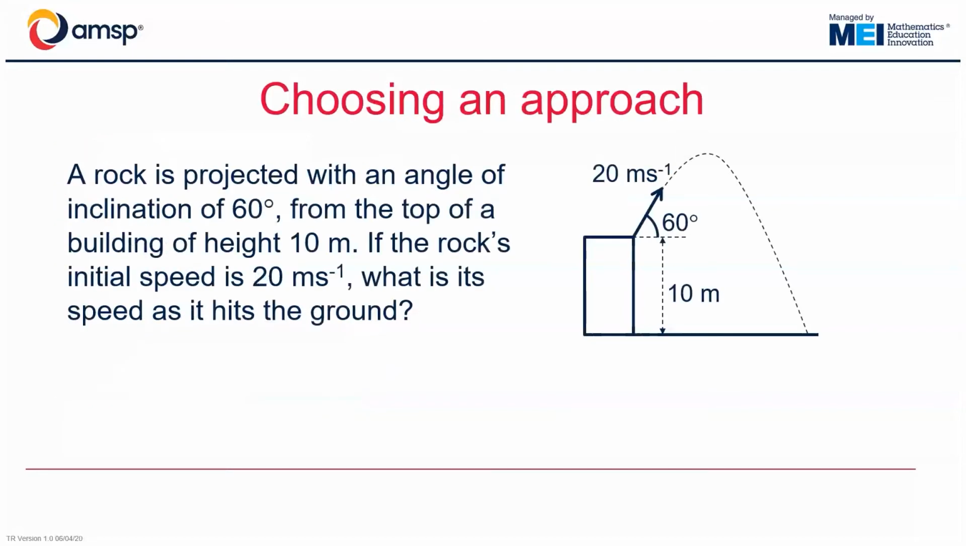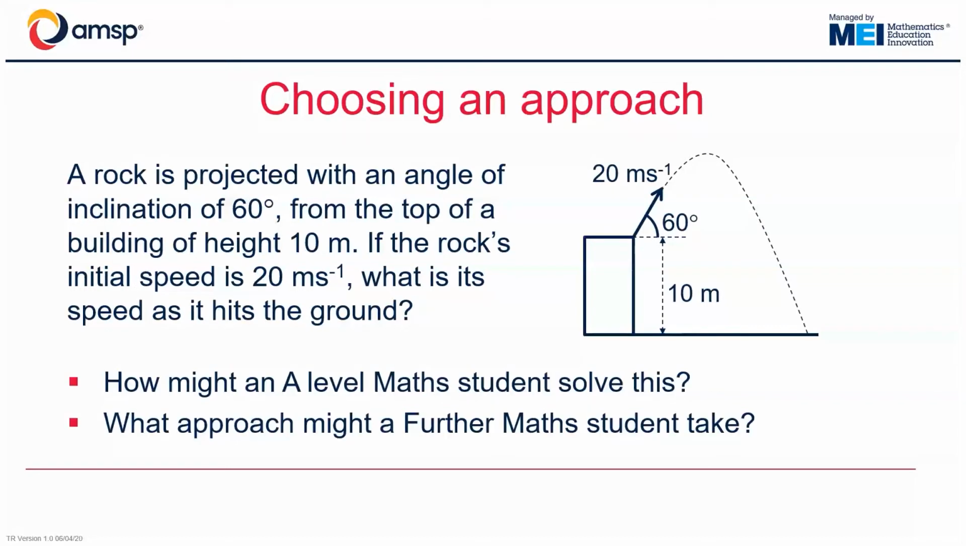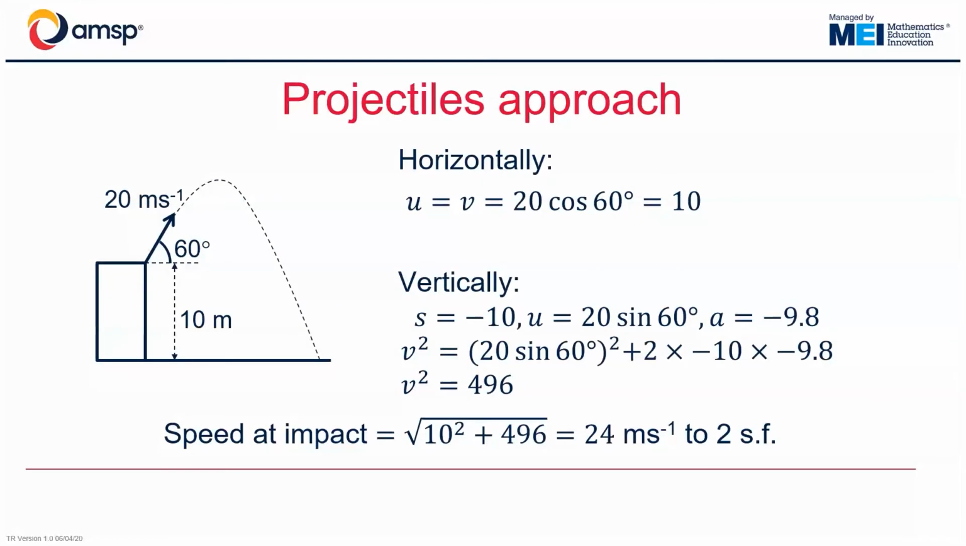To begin with, we start with a question whose form would be familiar to a student who had completed A-level mathematics. An A-level mathematics student might solve this using projectiles, by splitting the horizontal and vertical components of the initial velocity and then applying the constant acceleration formula in each case. A student who had studied the mechanics content of further maths might take a different approach.